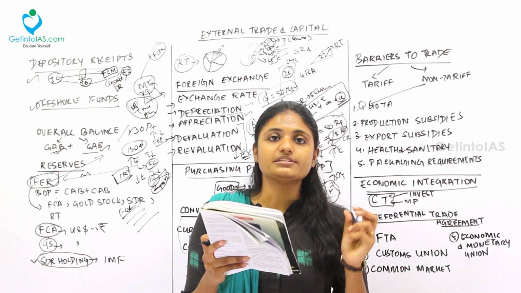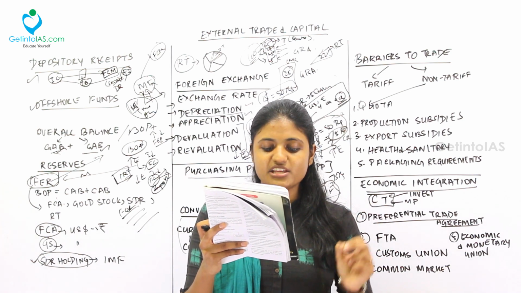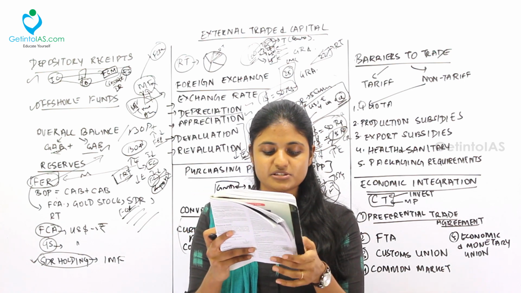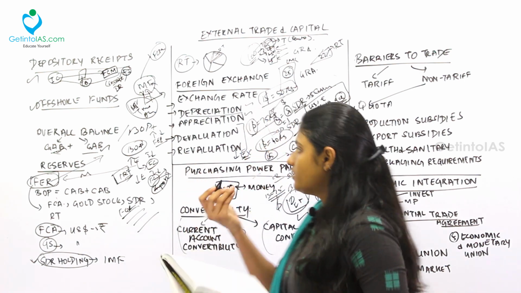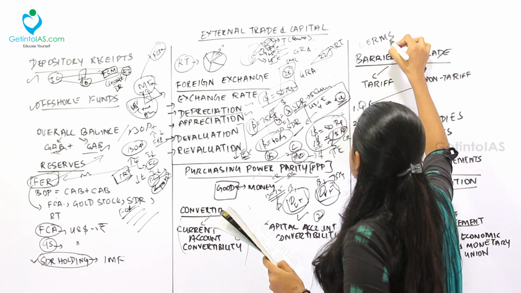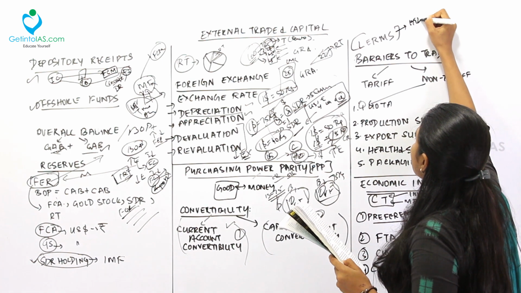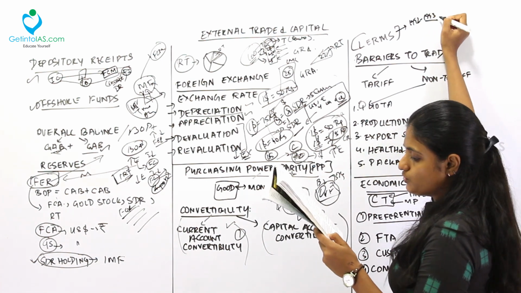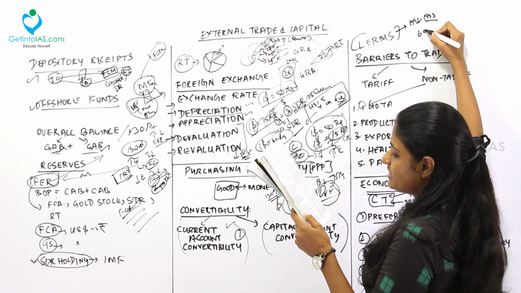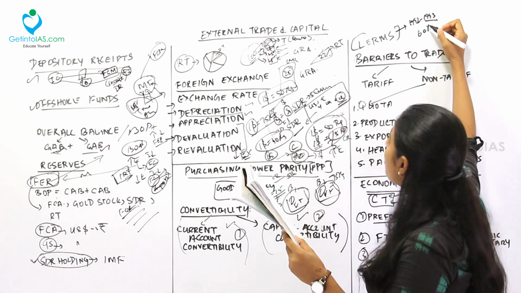For example, the budget 1992-1993 introduced the liberalized exchange rate management system. What is called the liberalized exchange rate management system? Very important, they may ask for prelims: Liberalized Exchange Rate Management System, LERMS. Okay. So in budget 1992-1993, it was introduced. Under this system, 60% of foreign exchange earnings are convertible at the open market.